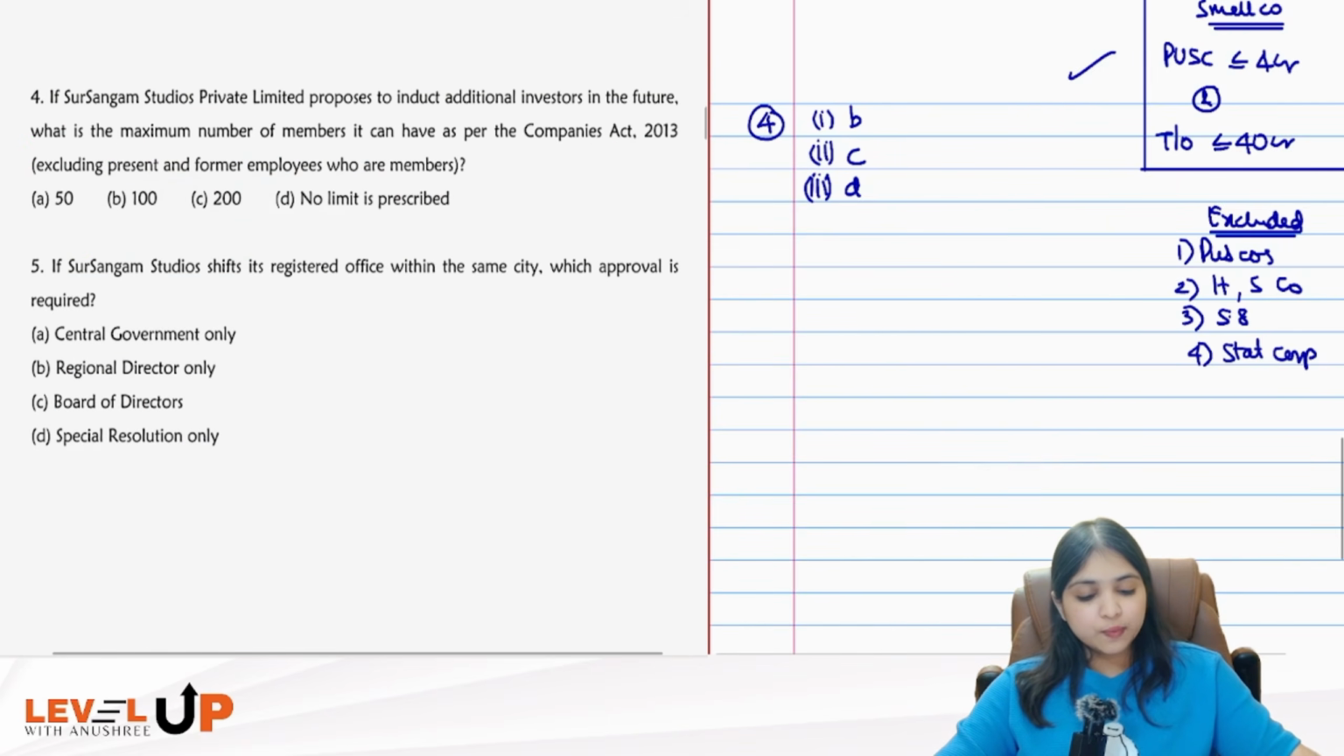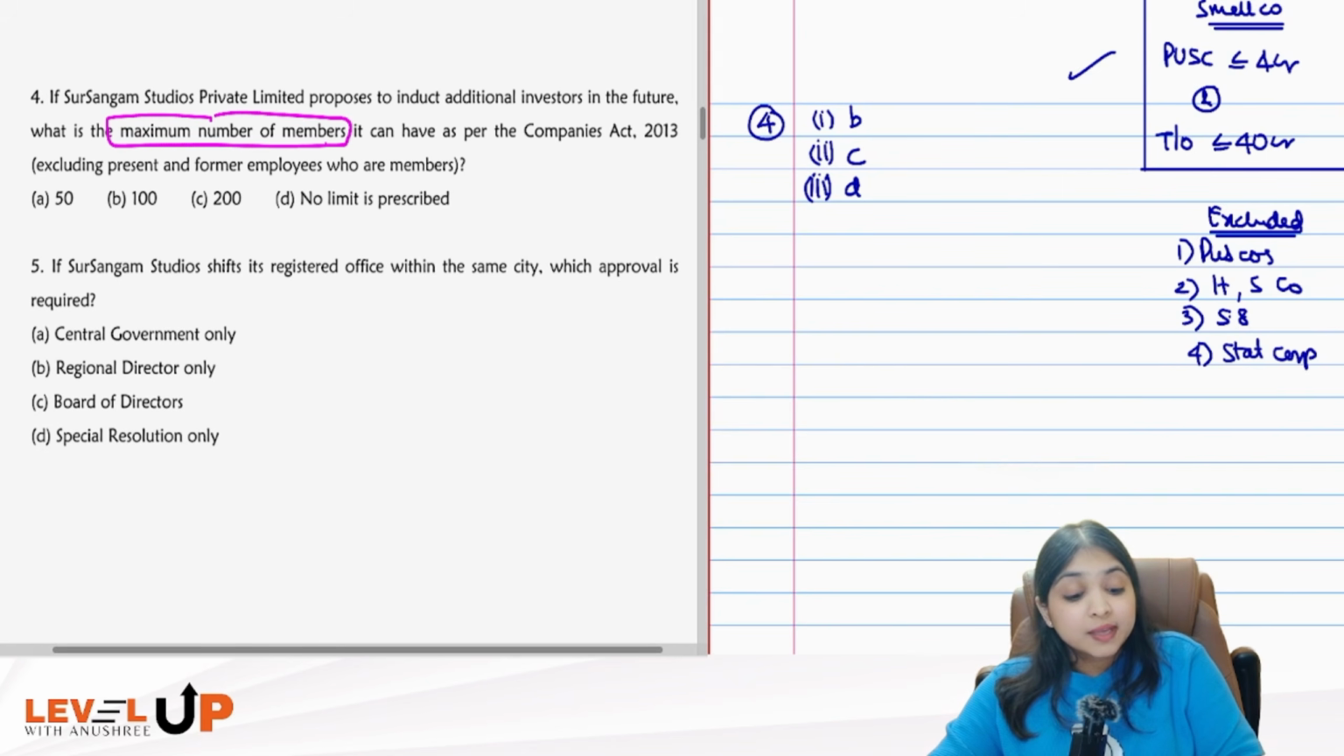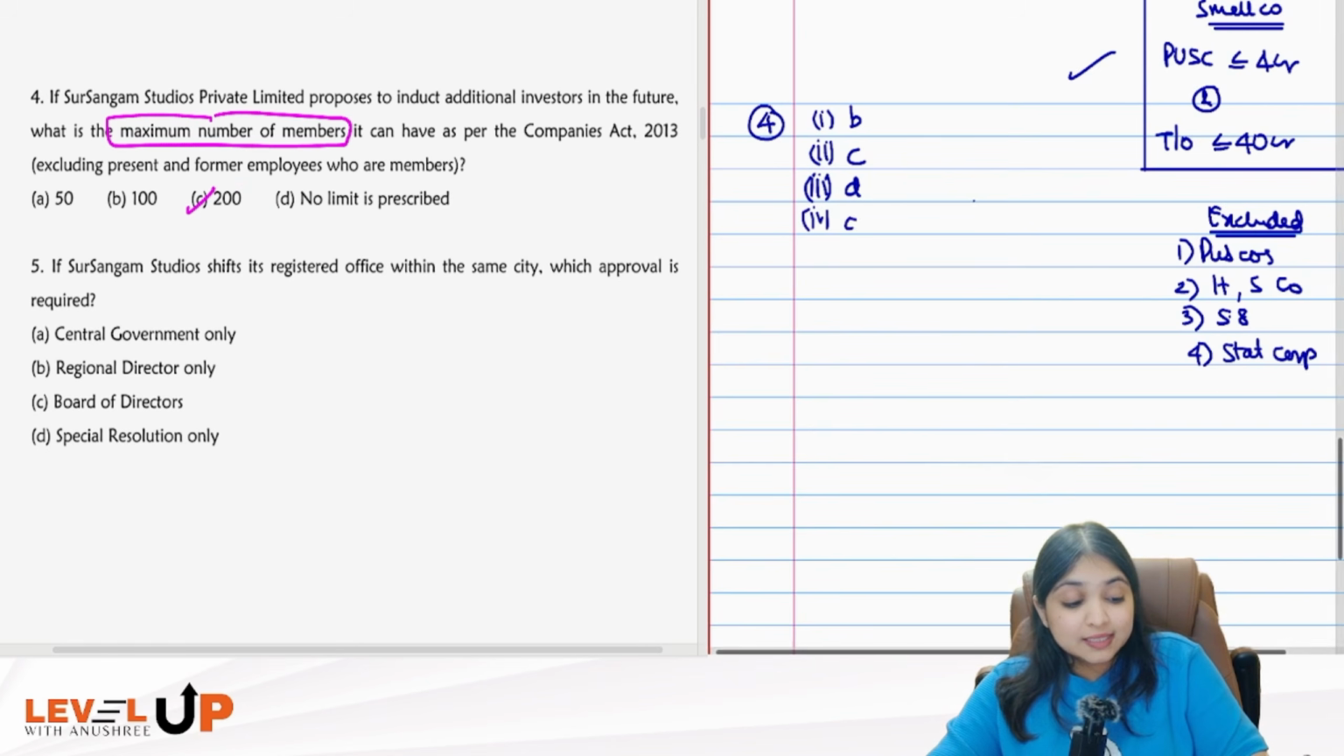Then comes the fourth question. If Sursangam Studio Private Limited proposes to induct additional investors in the future, what is the maximum number of members it can have? It's a private company, guys. Private company can have maximum 200 members only. Easy question. Option C. Then comes the last question.